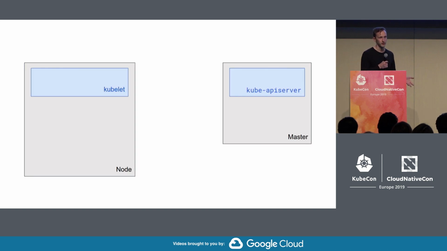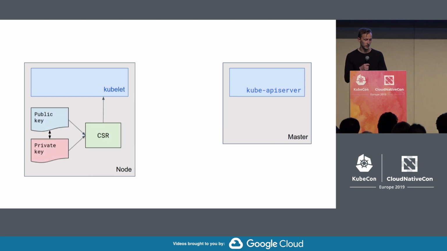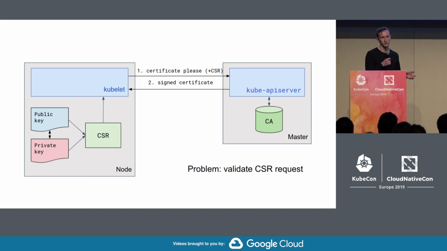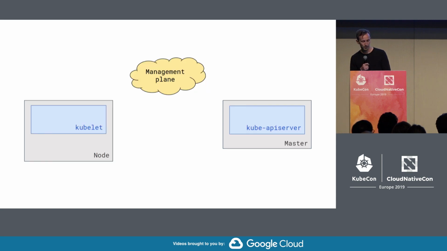In the CSR API in the Kubernetes world, your node is your host, and your master controls your CA. So the node creates the CSR with the key pair and sends it over to the master. The master does some validation, signs that with its local CA, and sends back the certificate. So we essentially scope down the problem of this trust bootstrap to validating a CSR request from an arbitrary machine somewhere on your network.